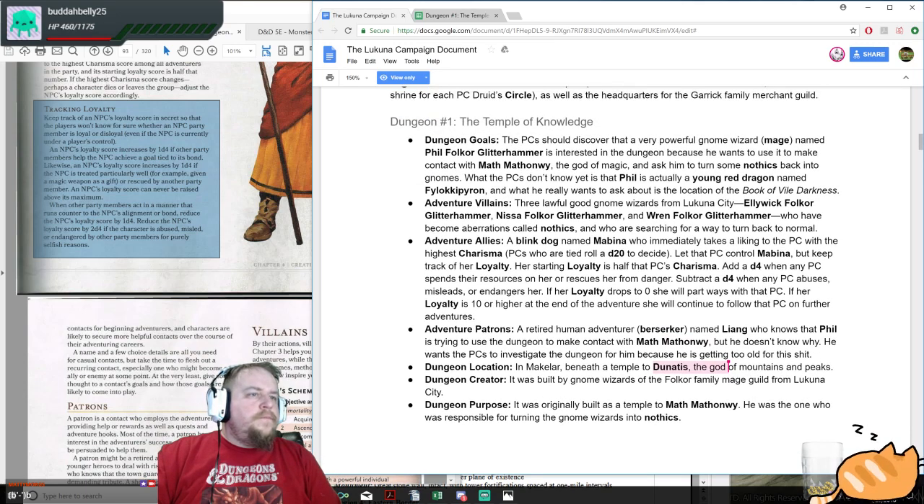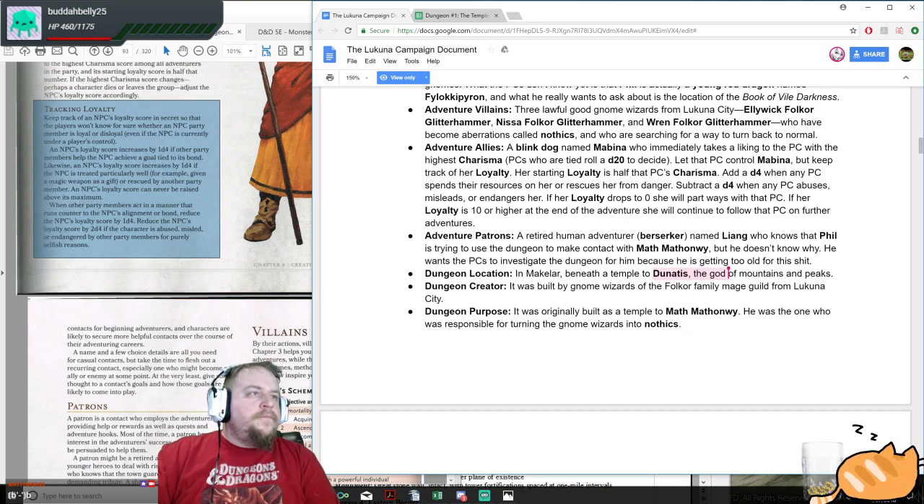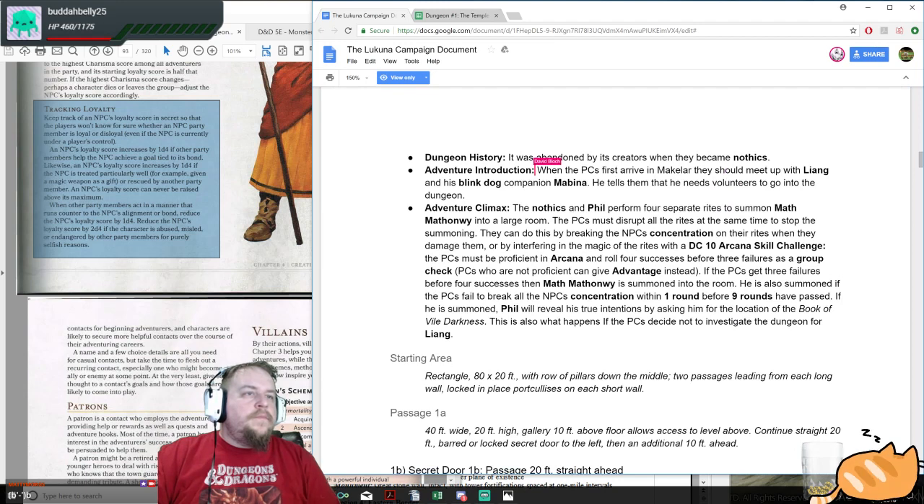It was built by gnome wizards. We went through these. It was abandoned. Right, and when the PCs first arrive in Makellar, they should meet with Lang and Mabina. He tells them he needs volunteers to go into the dungeon. Players will probably ask why. And then we say that, well, there's this dude who's trying to do some bad juju.